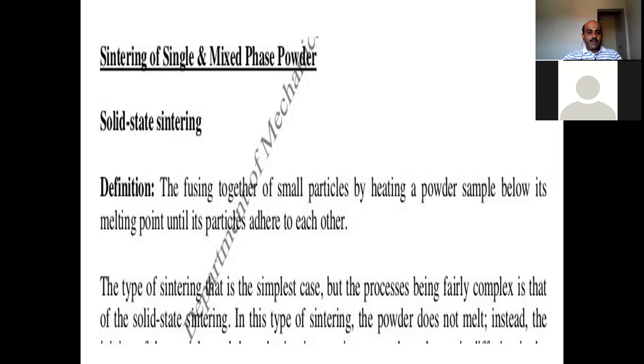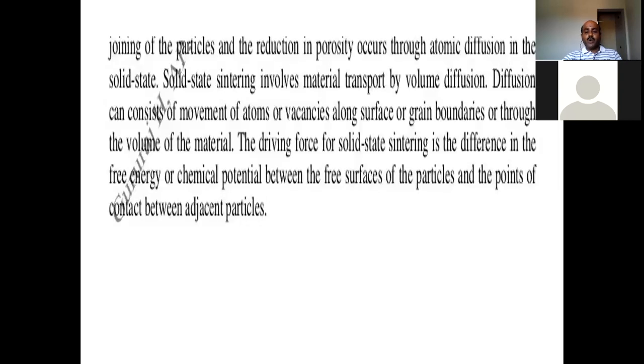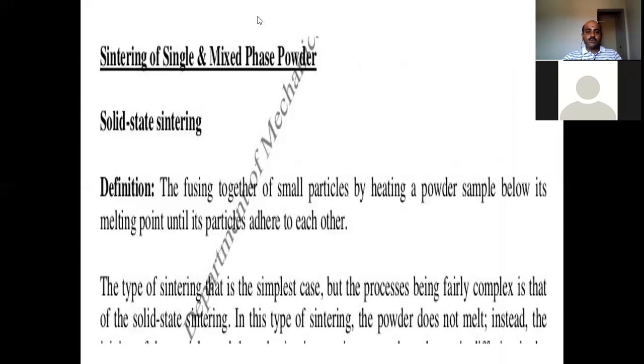Solid state sintering is defined as the fusing together of small particles by heating a powder sample below its melting point until its particles adhere to each other. This type of sintering is the simplest case, though the process is fairly complex. In this type of sintering, the powder does not melt. Instead, the joining of particles and reduction in porosity occurs through atomic diffusion in the solid state. This is a very important thing you are supposed to remember.